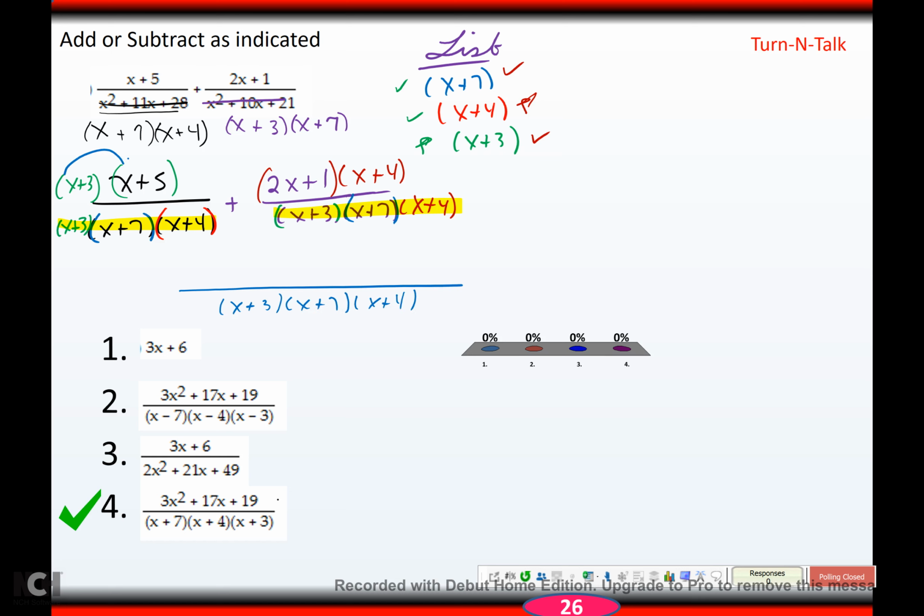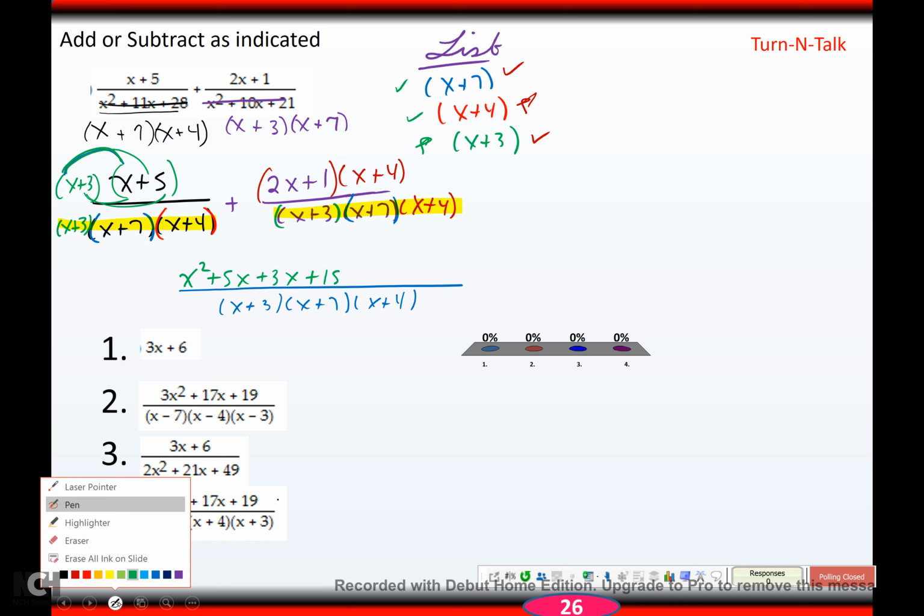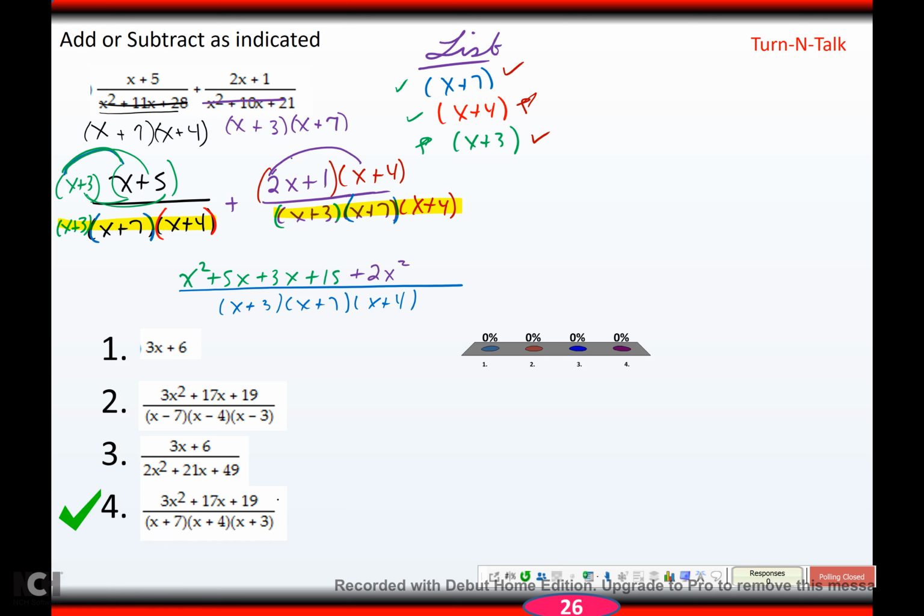On top here, a different color. X times x is x squared. X times 5 is 5x. 3 times x is 3x. 3 times 5 is 15. Because it's a plus, I don't have to worry about distributing a negative. So 2x times x is positive 2x squared. 2x times 4 is positive 8x. 1 times x is x. 1 times 4 is 4.